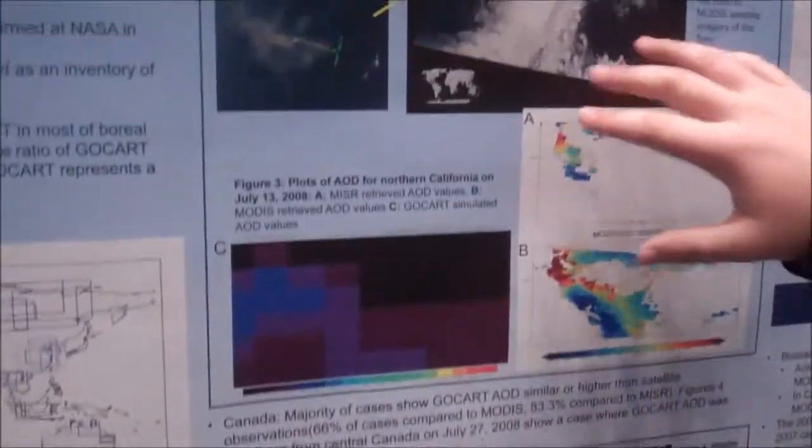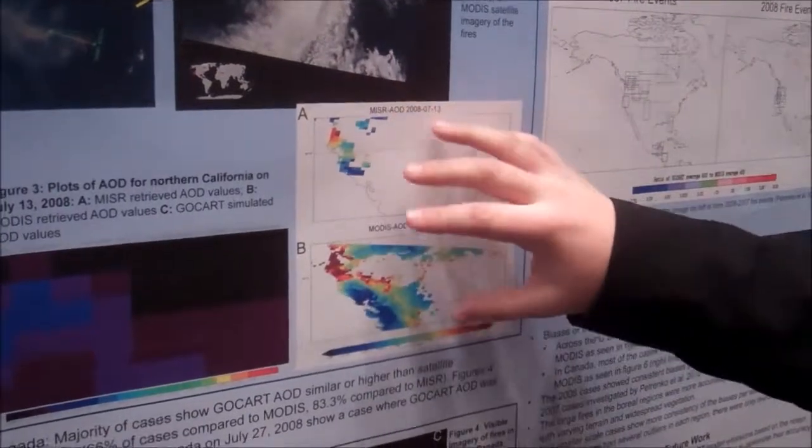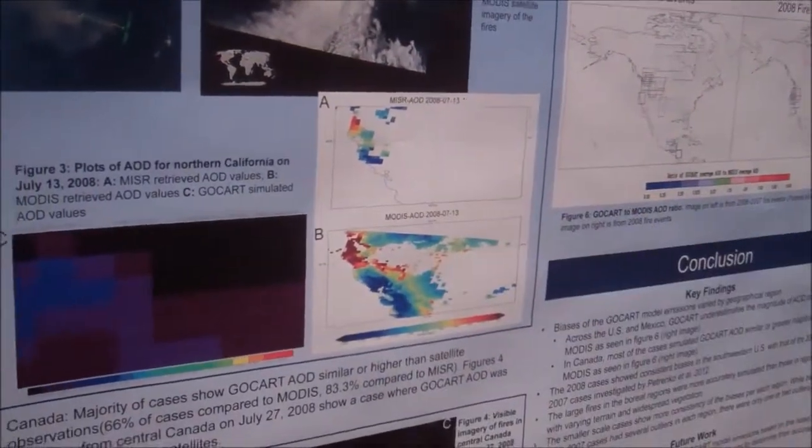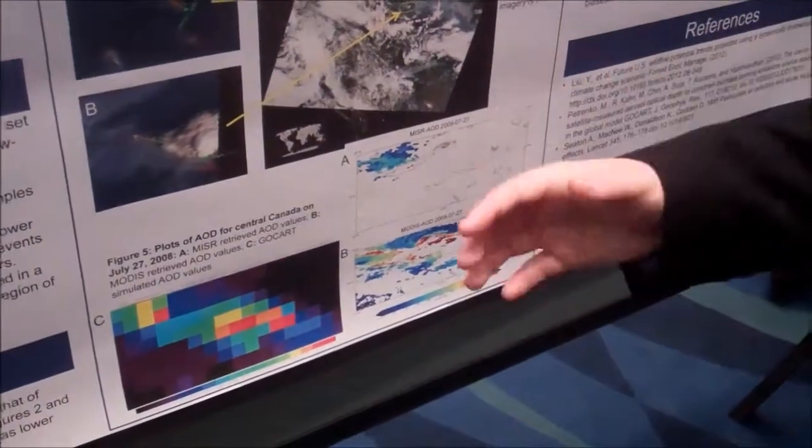And I found when comparing the models, which the models are on the right here, the reds are higher optical depths or higher concentrations of aerosols. And comparing the satellites here to the model on the left, the satellite had much higher aerosol optical depth values than did the model when it came to Western California, whereas in Canada, the satellites actually at times would underestimate or were fairly close to the model output aerosol optical depth values.